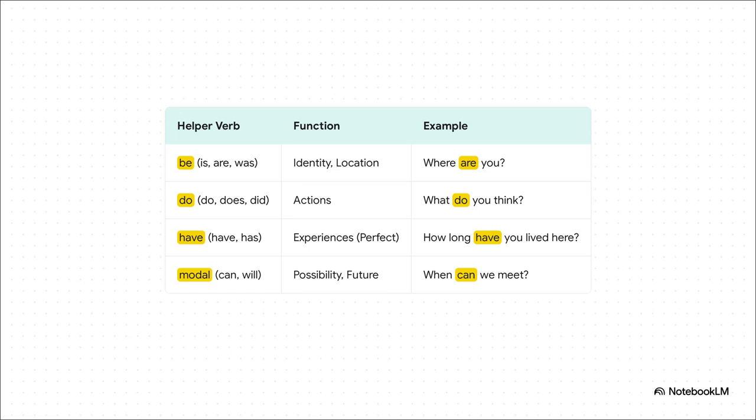These are the little engine words that really make a question go. They basically fall into 4 main groups. We use be, is, are, was, for things like identity or location. We use do for most general actions. We use have when we're talking about experiences. And then we've got modals, like can or will, for possibility in the future. Getting the right helper is half the battle.